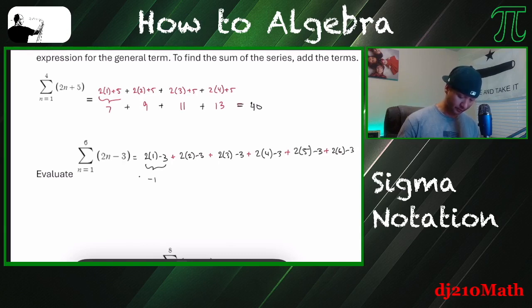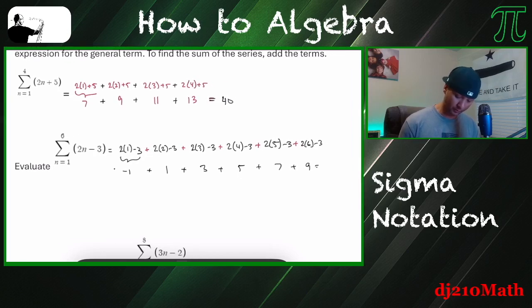2 minus 3 is negative 1. 4 minus 3 is 1. 6 minus 3 is 3. 8 minus 3 is 5. 10 minus 3 is 7. 12 minus 3 is 9. All right. Basic addition, right? Negative 1 plus 1, those cancel. So then 3 plus 5 is 8, 15, 24. So 2n minus 3 from 1 to 6 evaluated would be 24.